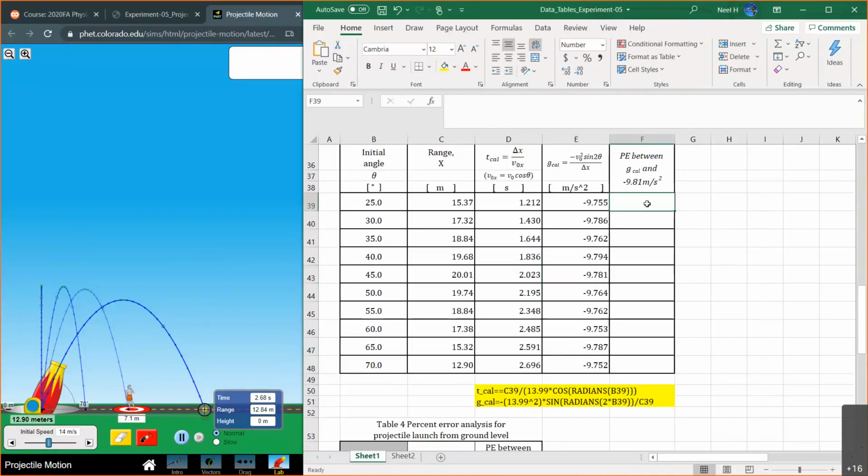Let's do percentage error: equal sign, ABS, we're expecting 9.81, minus, we calculated this cell, E39, close brackets, divide by ABS, parentheses, minus 9.81, close brackets, multiply by 100. Error is not bad at all, okay? So we are close to about 9.75 or so. We're expecting 9.81. Error is within about 1%. That is still very good. So this is going to be the PE calculation for table number 3.